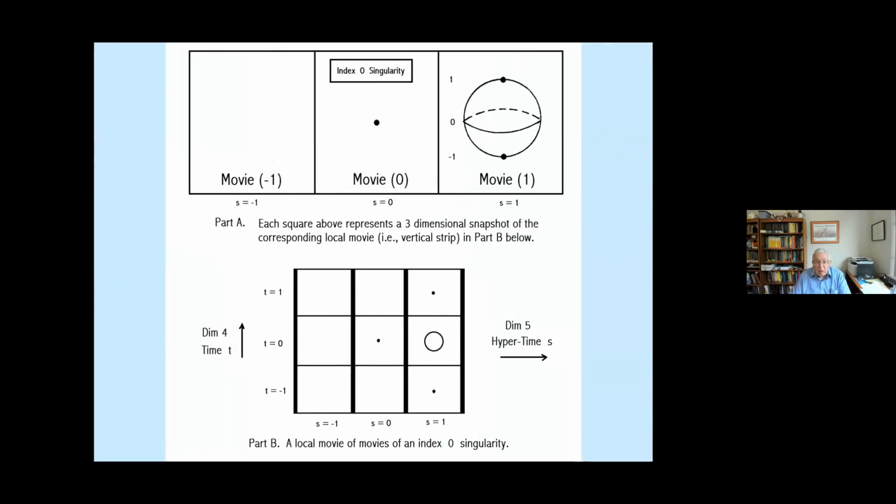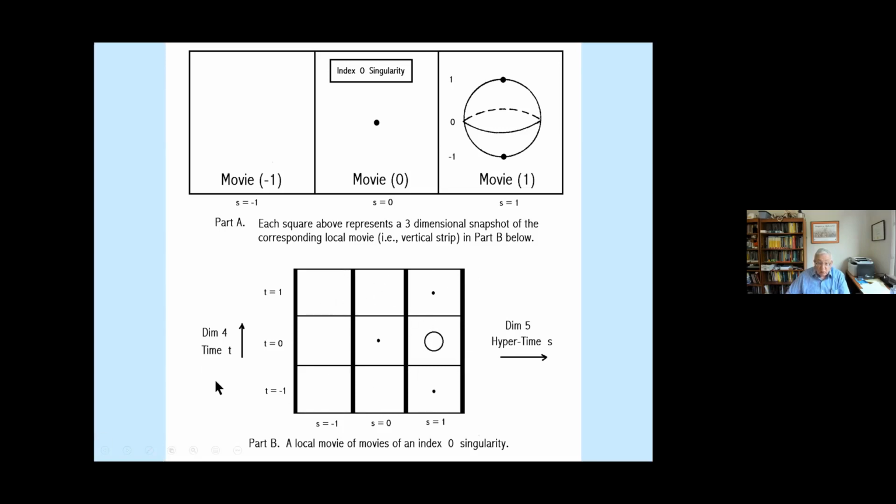Here is an example of a singularity. Let's look at the top part. Each rectangle in the top diagram indicates a three-dimensional frame. So this is a movie of nothing. A point appears, and then it expands into a sphere. And if we write that as a local movie of movies, it looks something like this.